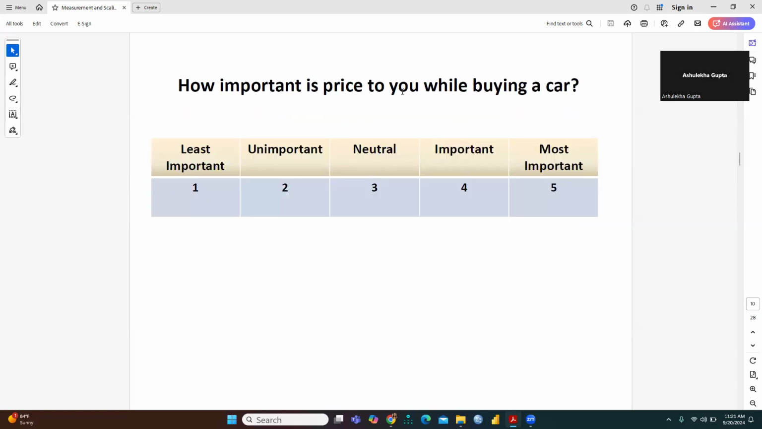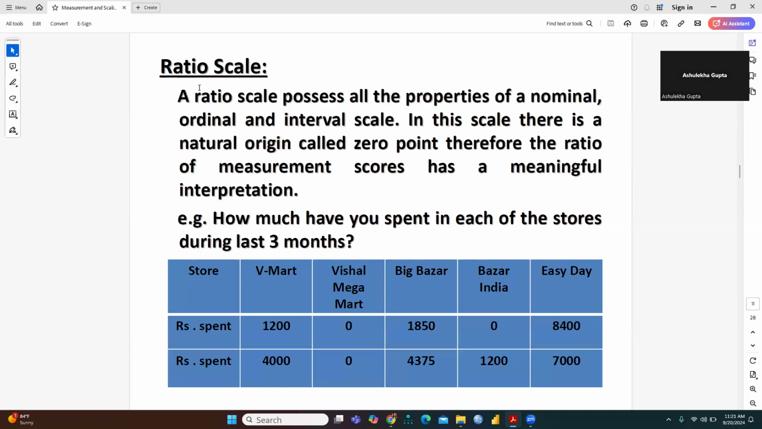How important is price to you while buying a car? So here is the least important, unimportant. Here you have taken a 5 point Likert scale. And the last one is the ratio scale. So ratio scale is basically from absolute zero. For example, I would ask someone, what is your weight? If he says 65 kg, I can understand 65 kg is the weight, right?